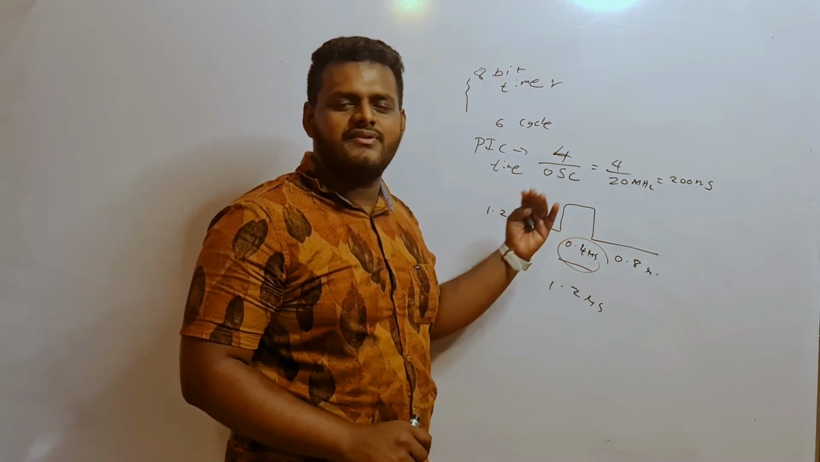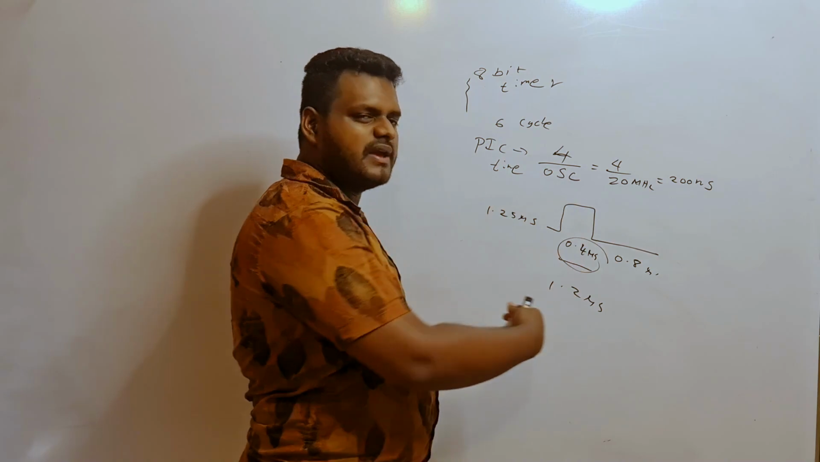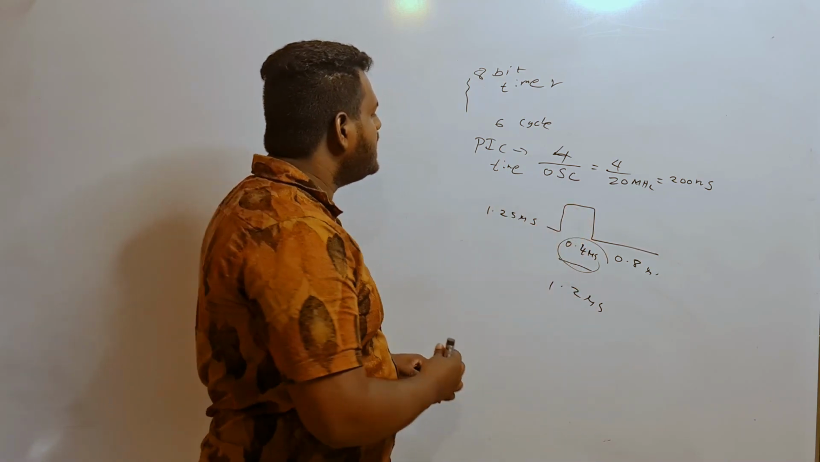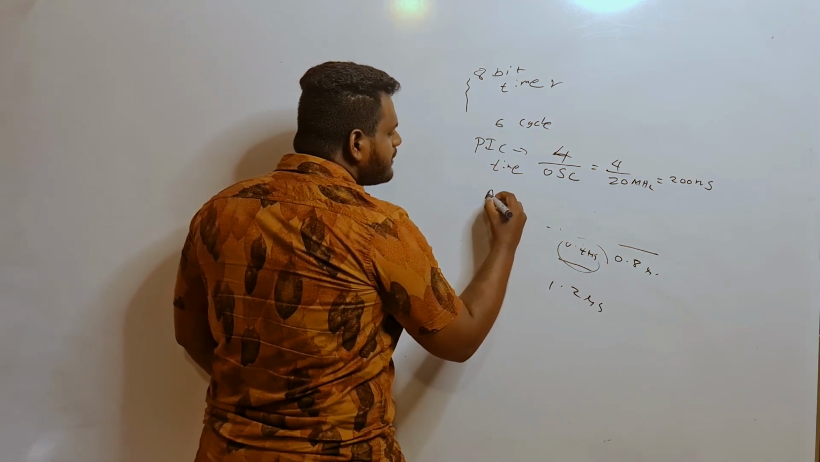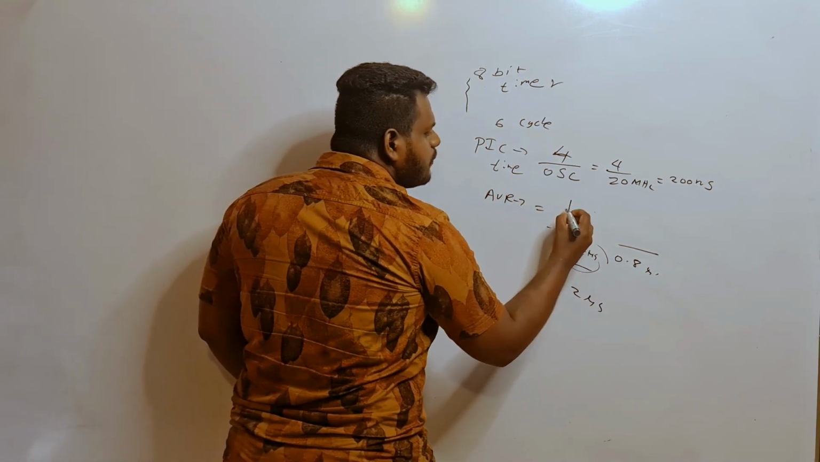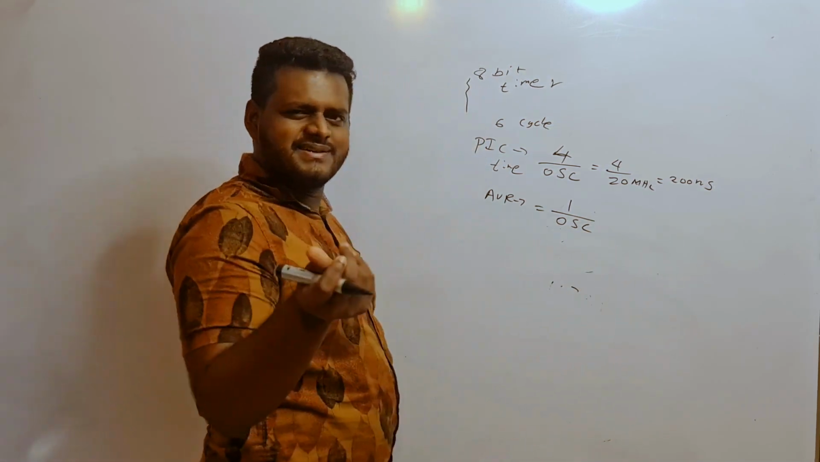So what can we do? We can use a higher clock rate, a faster speed. To do that in AVR microcontrollers, what are they doing? In AVR microcontrollers, they're using 1 over oscillator timing. What is this magic?